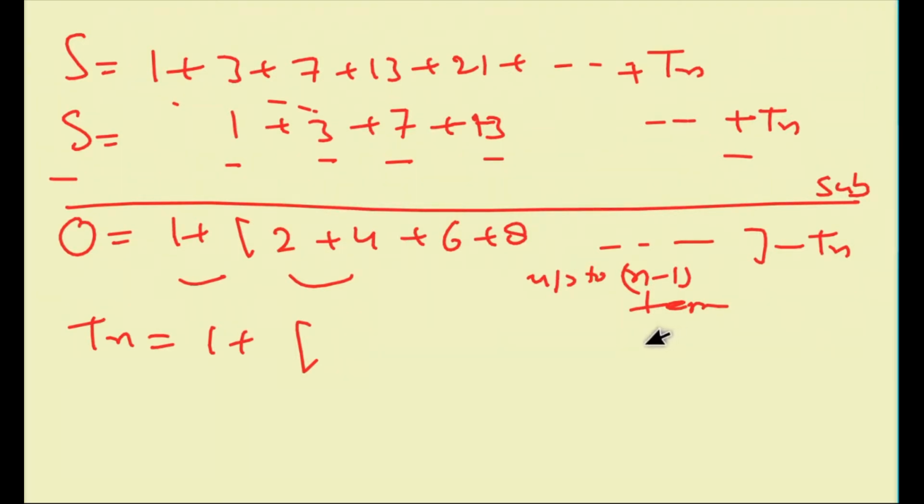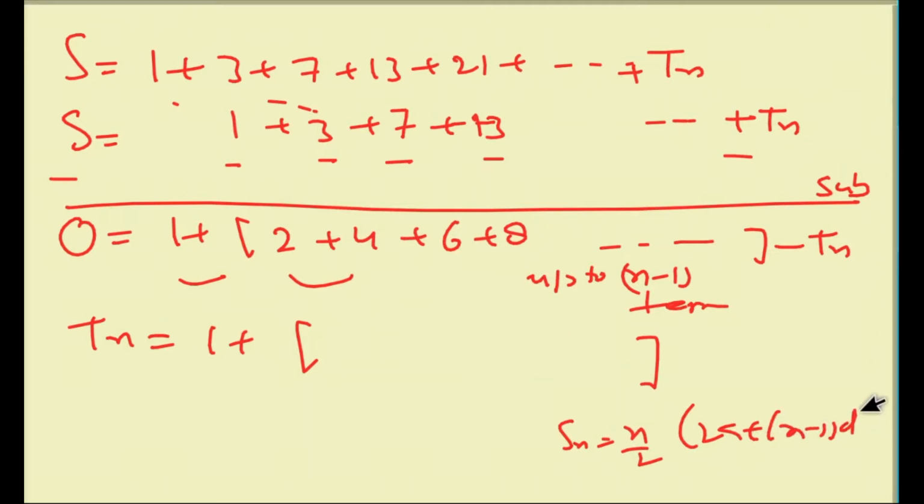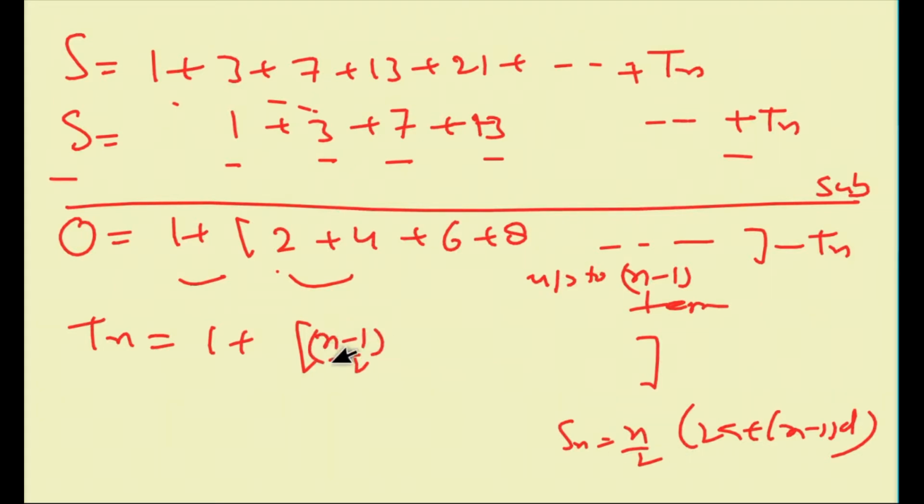Okay, so using that formula in AP, n by 2, 2a plus n minus 1 d. So here n is how many terms? n minus 1 terms, and a is 2 and the difference is 2. So using this formula we can write here n minus 1 by 2, 2a plus n minus 1, where n is n minus 1, into d, d is 2. Okay, so now solving this we can find the Tn term.